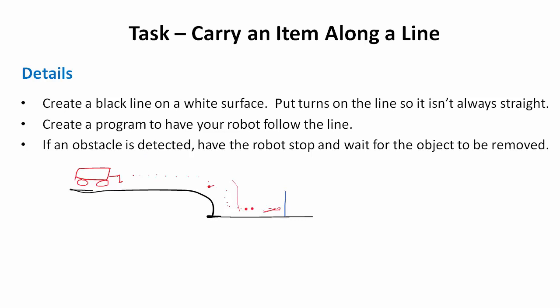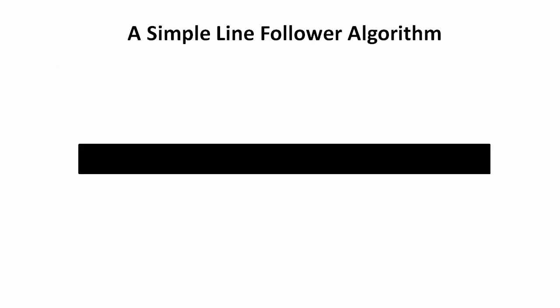So that's an example of delivering mail to everybody at your school or at your company. What we need to do is detect the line using a line follower algorithm, and we're going to use the light sensor for that. Then to detect objects, we will use the ultrasound sensor. Okay, so let's take a look at a simple line follower algorithm.